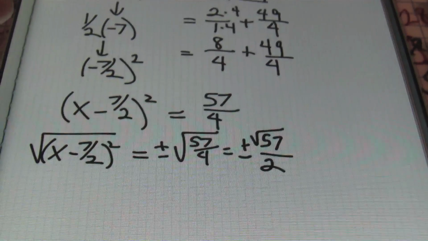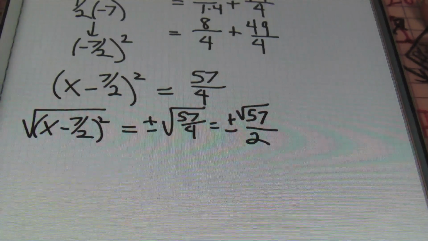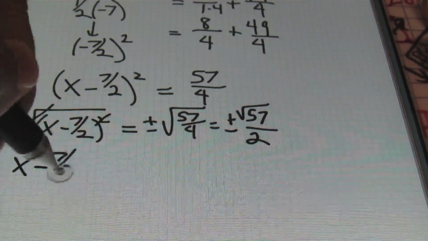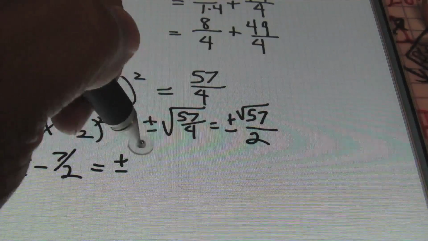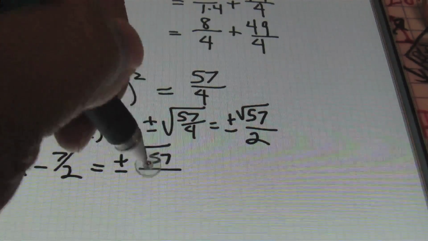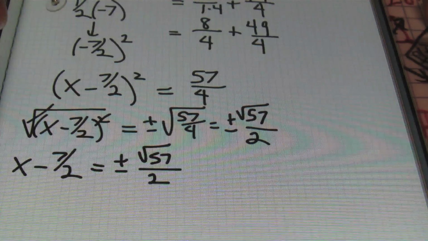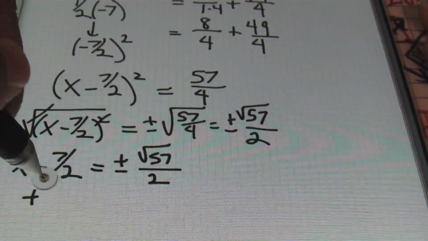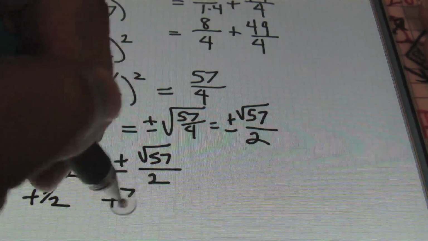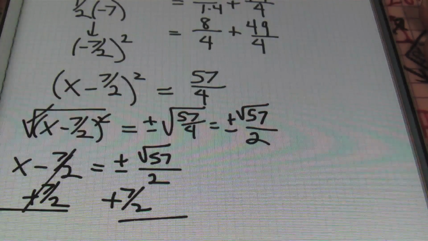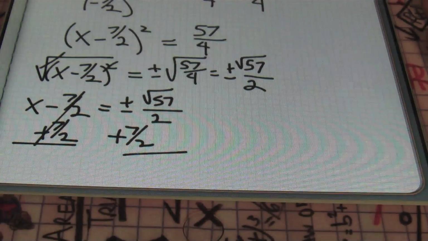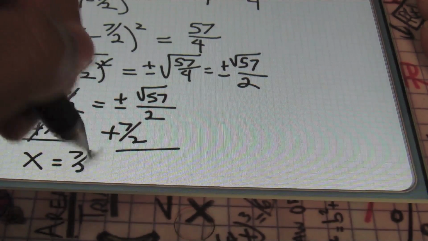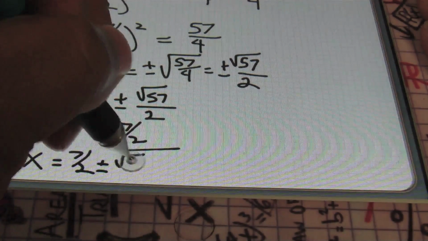All right. Then, left side of the equal sign, what happens? Yeah? The square root and the square cancel out. So I'm going to be bringing down x minus 7 halves equals plus or minus the square root of 57, which is over 2. Then we're going to need to solve for x, right? That's the whole point of being here. So we're going to add 7 halves to both sides of the equal sign. All right. Once I have that, my 7 halves are going to cancel out. I'll be bringing down x equals 7 halves plus or minus the square root of 57 over 2.